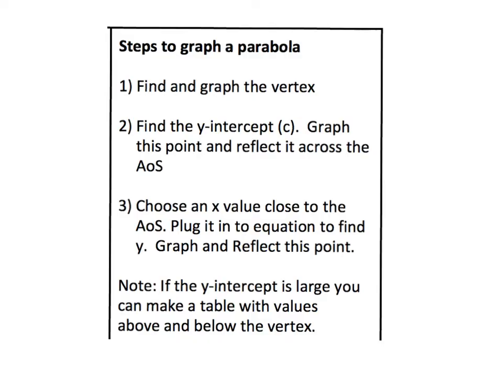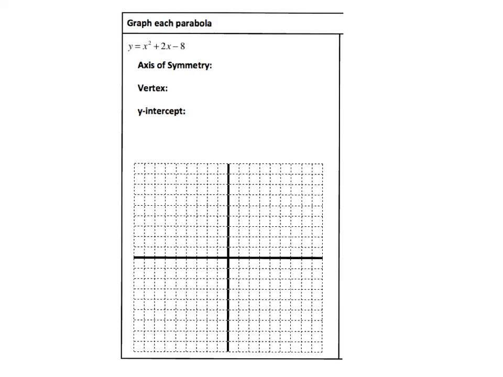So we have two examples that we're going to look at. The first one is the one that we've already started. y is equal to x squared plus 2x minus 8. We have found our axis of symmetry to be x is equal to -1, and we have found our vertex to be (-1, -9). The y-intercept is this c value right here, so I have a y-intercept of (0, -8).